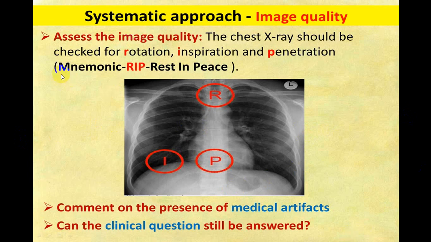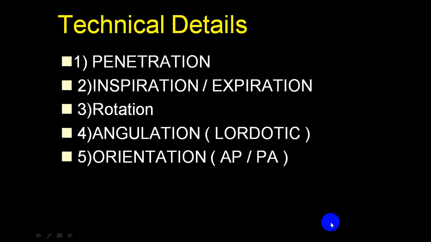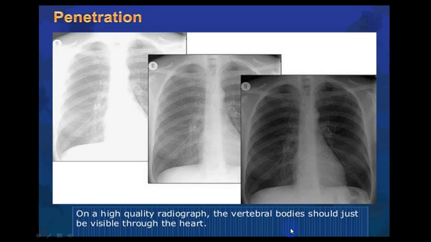Now here they mention RIP: R for rotation, I for inspiration, P for penetration. You can look for this or you can look separately. Don't try to remember RIP; you can remember depending upon your ways and means of identifying those. Always also look for artifacts, etc., which can be there because of the poor quality of an X-ray. So what are the technical details? Look for penetration. Look at the inspiration, expiration, rotation, angulation, that is lordotic view, and orientation, that is AP and PA view. So we'll be going one by one.